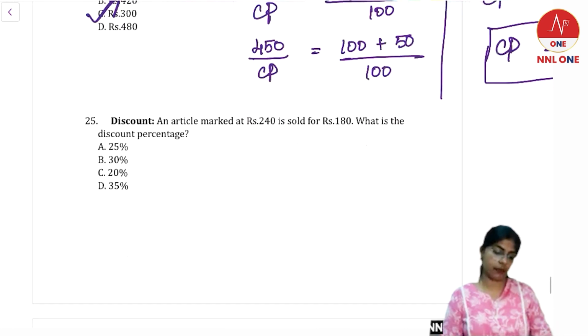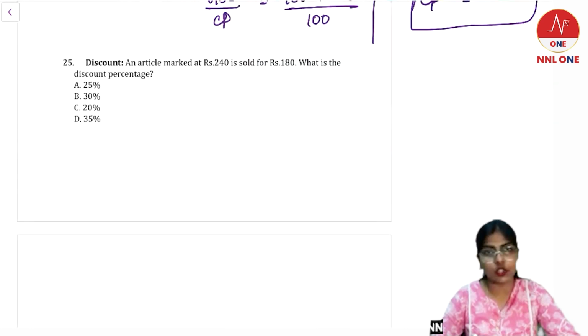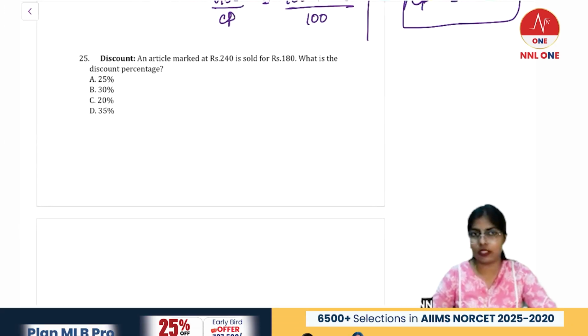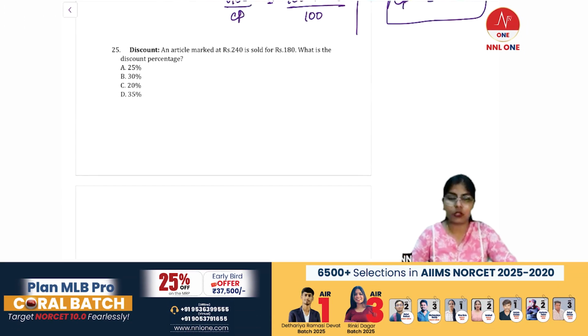Option C. Question number 25. It is under the topic of discount. See, there is a difference between profit and loss and also the discount topic. In profit and loss, you are going to compare the value from the cost price and you're going to check whether it is a loss or a profit.